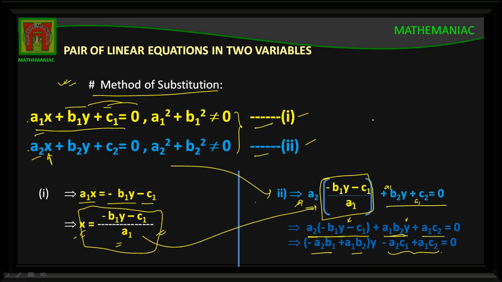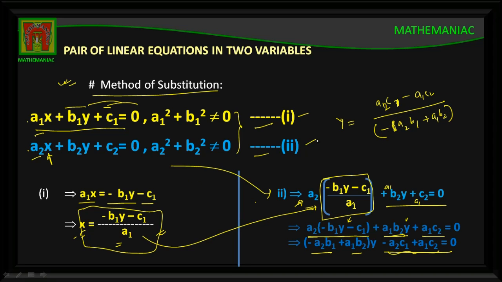And this is from where you will find y now. Can you now find y? For finding y, this whole thing you transfer to the right side. It will be a2 c1 minus a1 c2 divided by a1 b2 minus a2 b1. So this is the answer.